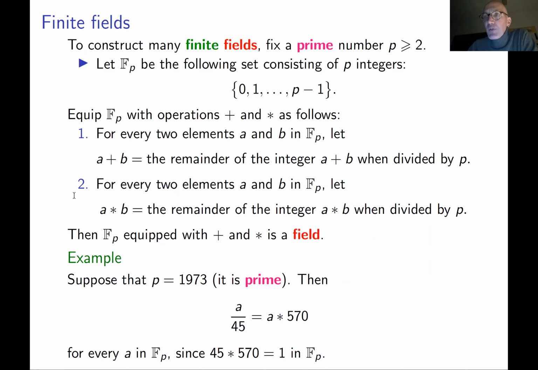For all examples, our prime p is going to be small: 2, 3, 4, 5, 7. Okay, I made a small mistake. I said 4, but 4 is not a prime. Okay, this is a nice question. This construction gives us an example of a field that consists of 2 elements. It also gives us an example of a field that consists of 3 elements. This is just 0, 1, 2. It also gives us an example of a field that consists of 5 elements, and a field that consists of 7 elements.